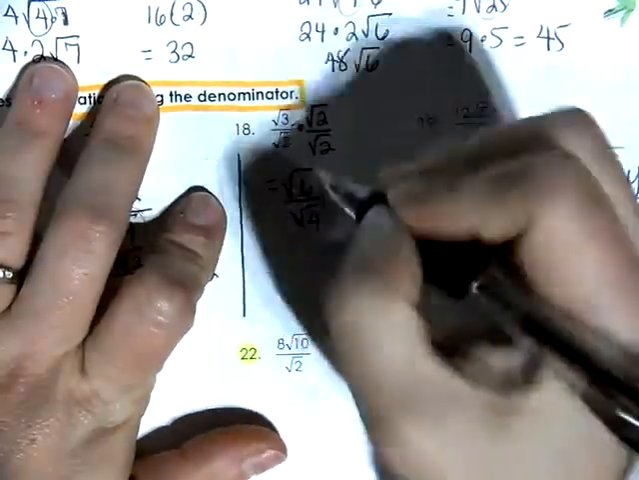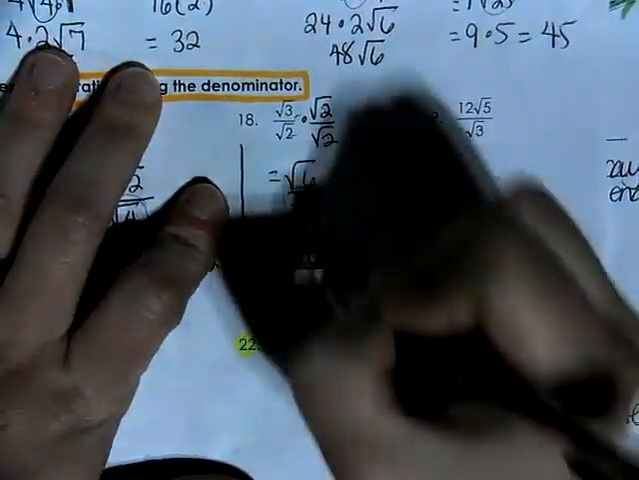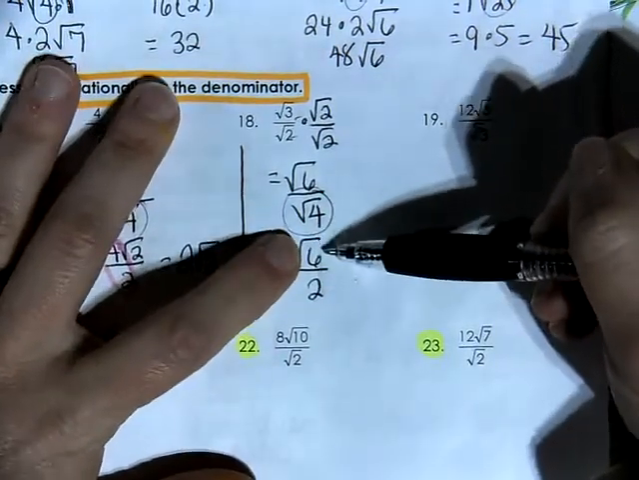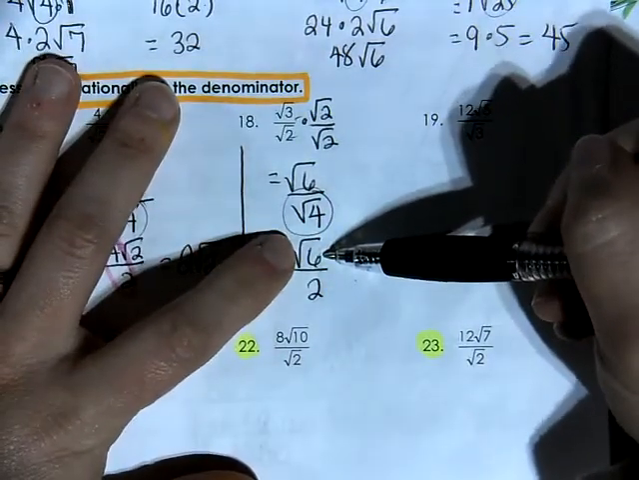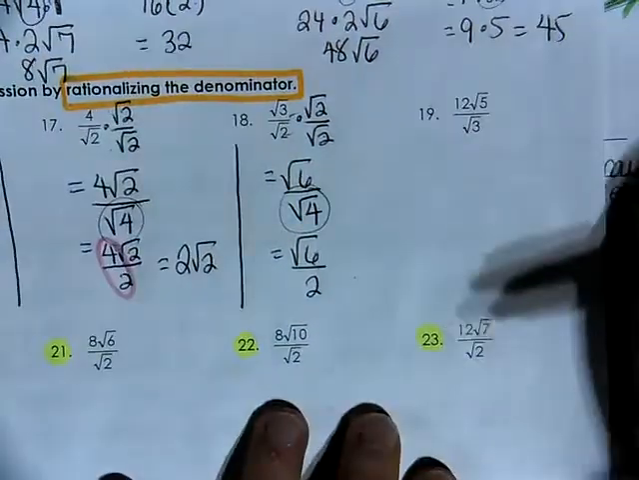I know that the square root of 4 is 2, so I'm going to rewrite this as the square root of 6 over 2. Now you cannot simplify these because the square root of 6 is not a perfect square, so we leave our answer just like this.